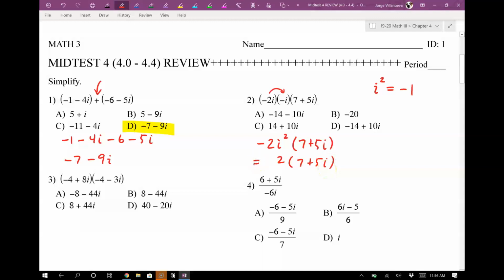And then distribute that in. So that's going to be 14 plus 10i. So that's going to be C. But yeah, a lot of people missed this on the group test. I know a lot of people got it right too, but there were a lot of people that left it like i cubed and stuff like that. They forgot that i squared equals negative 1.